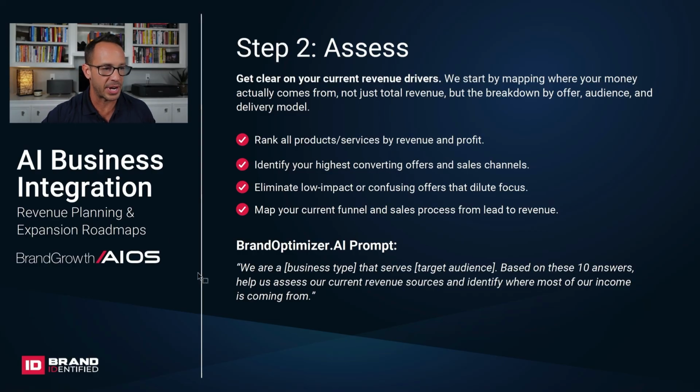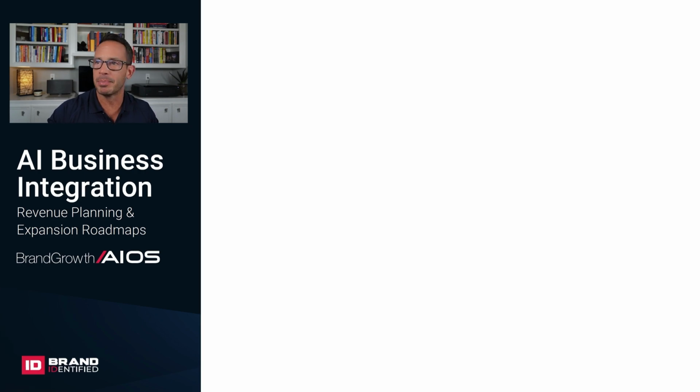So this prompt right here is, we are a, and you would insert your business type there, that serves, and you would go ahead and insert your target audience. And then based on these 10 questions, help us assess our current revenue sources and identify where most of our income is coming from. So you're going to take that prompt, add in those 10 questions and then the answers to those 10 questions over here into BrandOptimizer.ai.